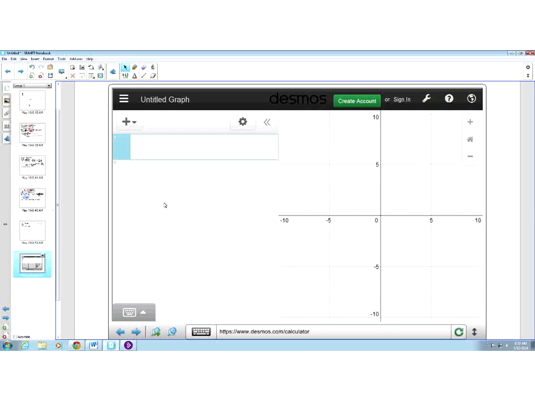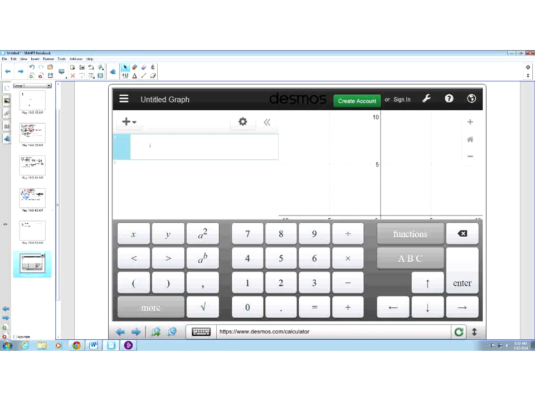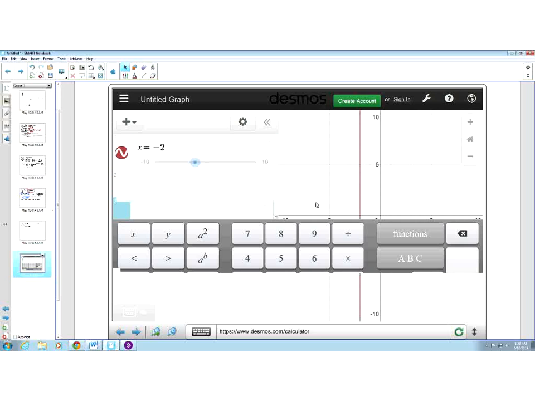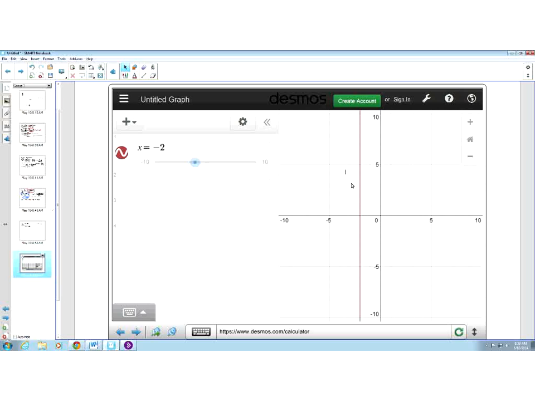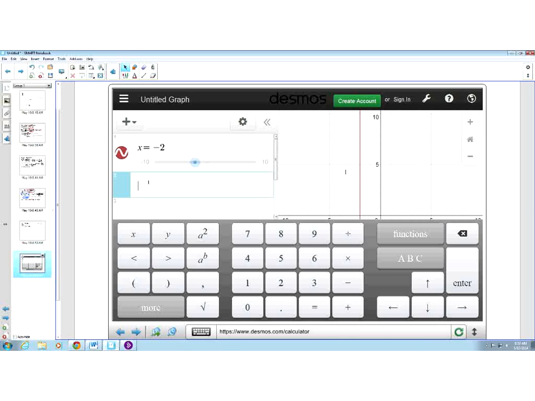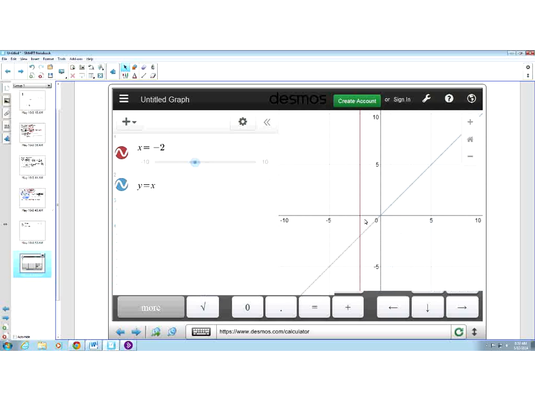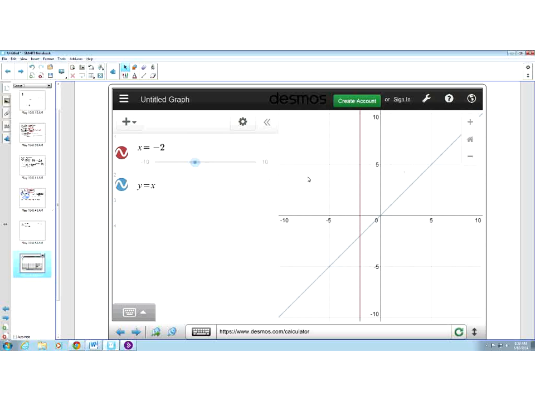Okay, so here we have our calculator. The first thing we discovered was that we had a vertical asymptote at x equals -2. That's shown by the red line right here. So here's our vertical asymptote. Then we had a slant asymptote, y equals x. That will be shown by the blue line.